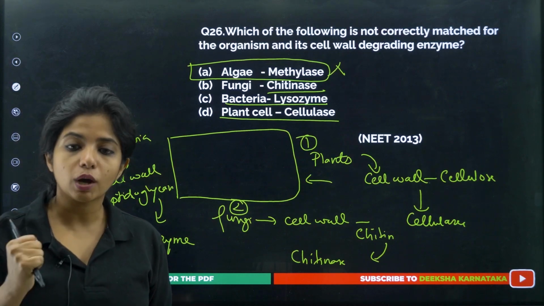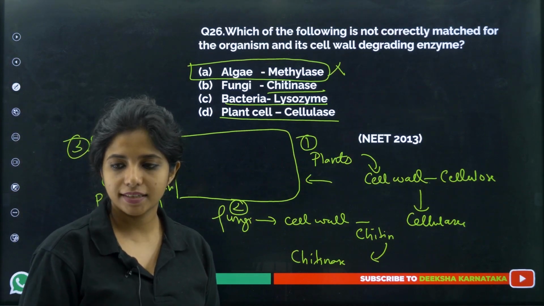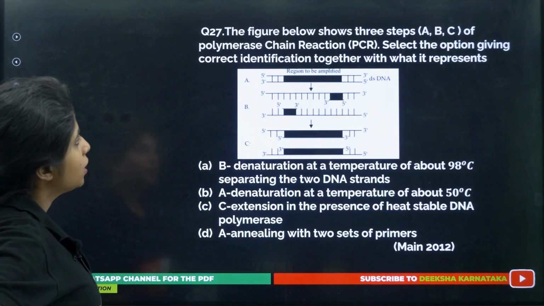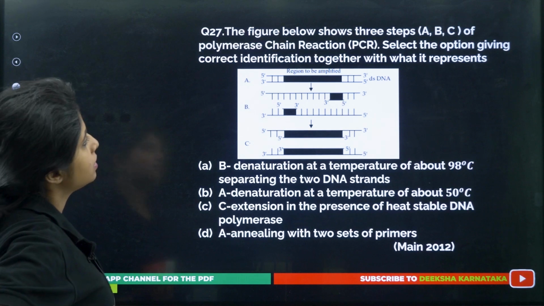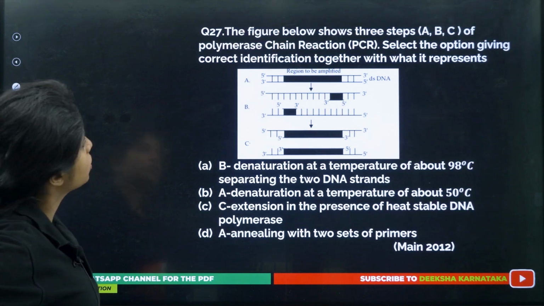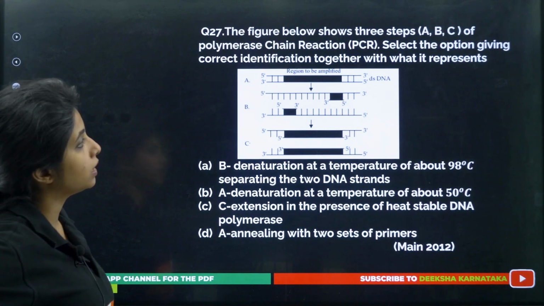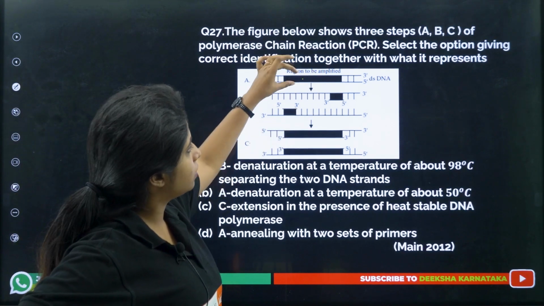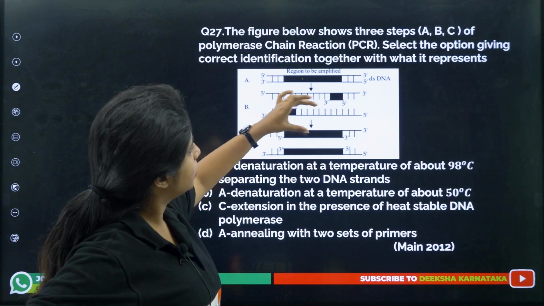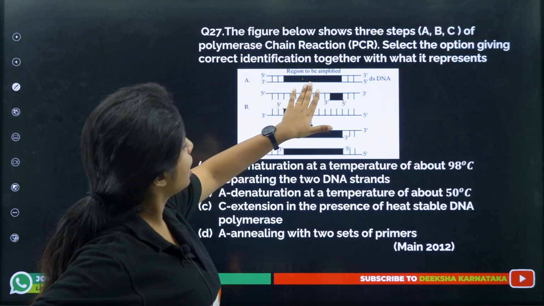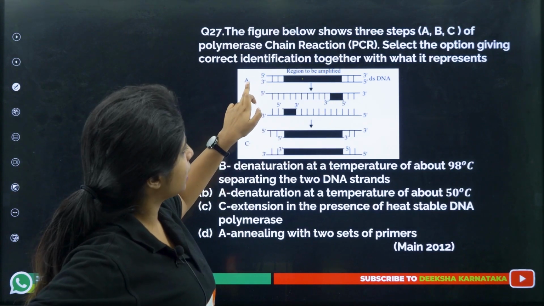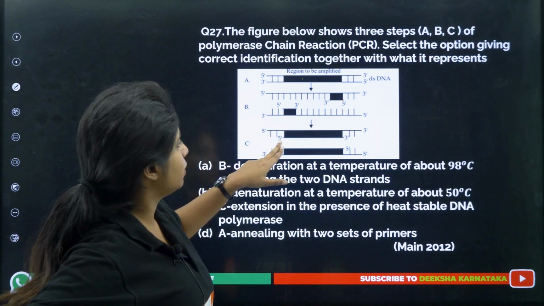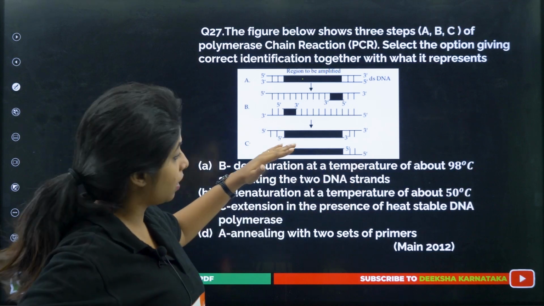This came in NEET 2013. Okay, this is the 26th question that we have. Now going ahead, the 27th. The figure below shows the 3 steps A, B and C of the polymerase chain reaction. Select the option giving the correct identification together with what it represents. So over here you see this is a DNA strand, and this region I want to amplify. So for that, the first thing that I do is, they have skipped one thing. So this is A, this is B, where I am putting the primers, and this is C, where I have extended everything. Okay, now we have to see what is correct.